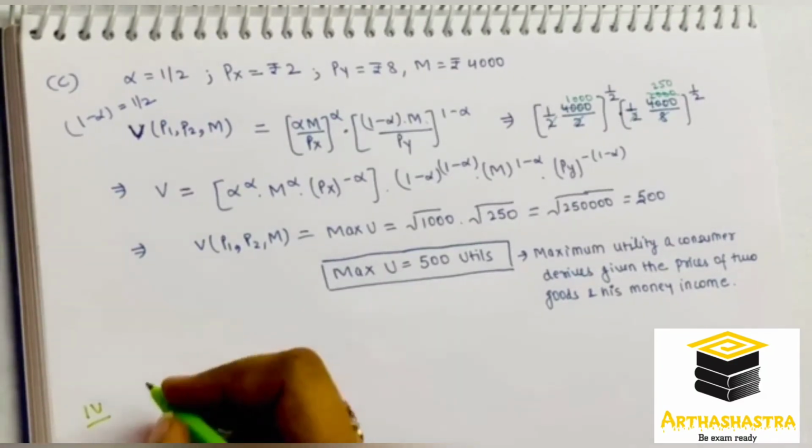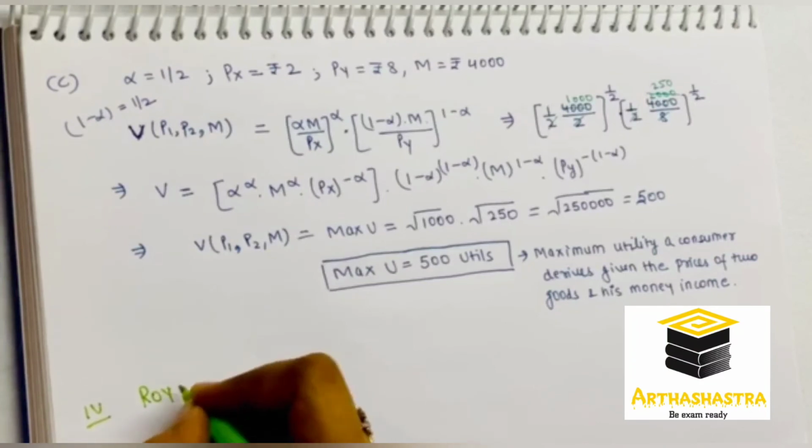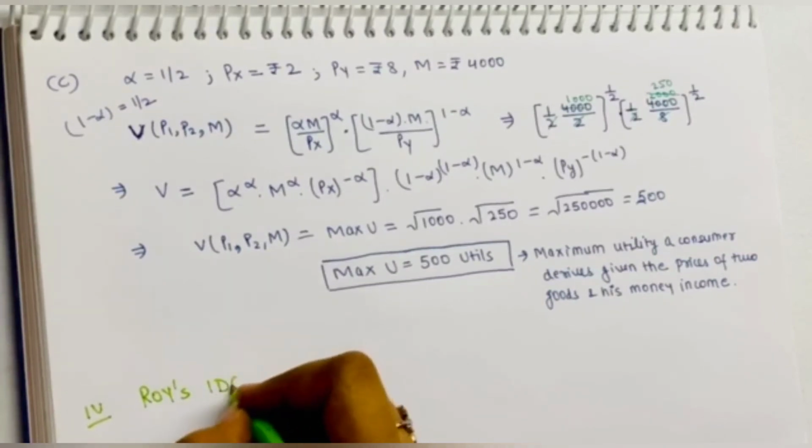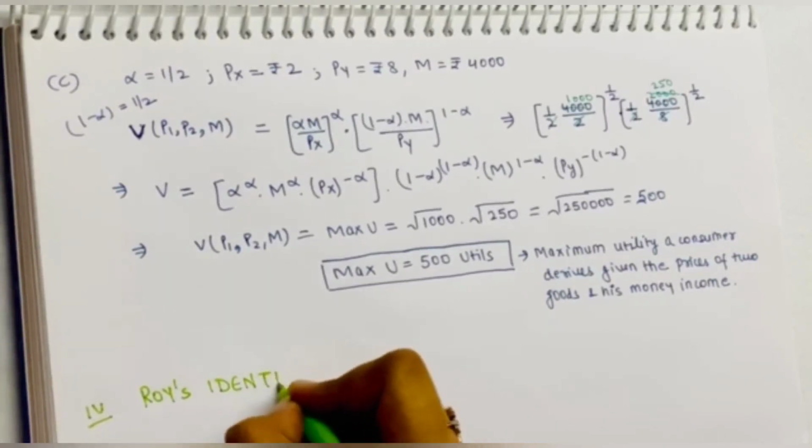Roy's identity is the last part of this question. We have already solved the 3 parts, and since this video has exceeded 40 minutes duration, we will solve it in another video. I will make another video solving part 4 of this question, that is Roy's identity.